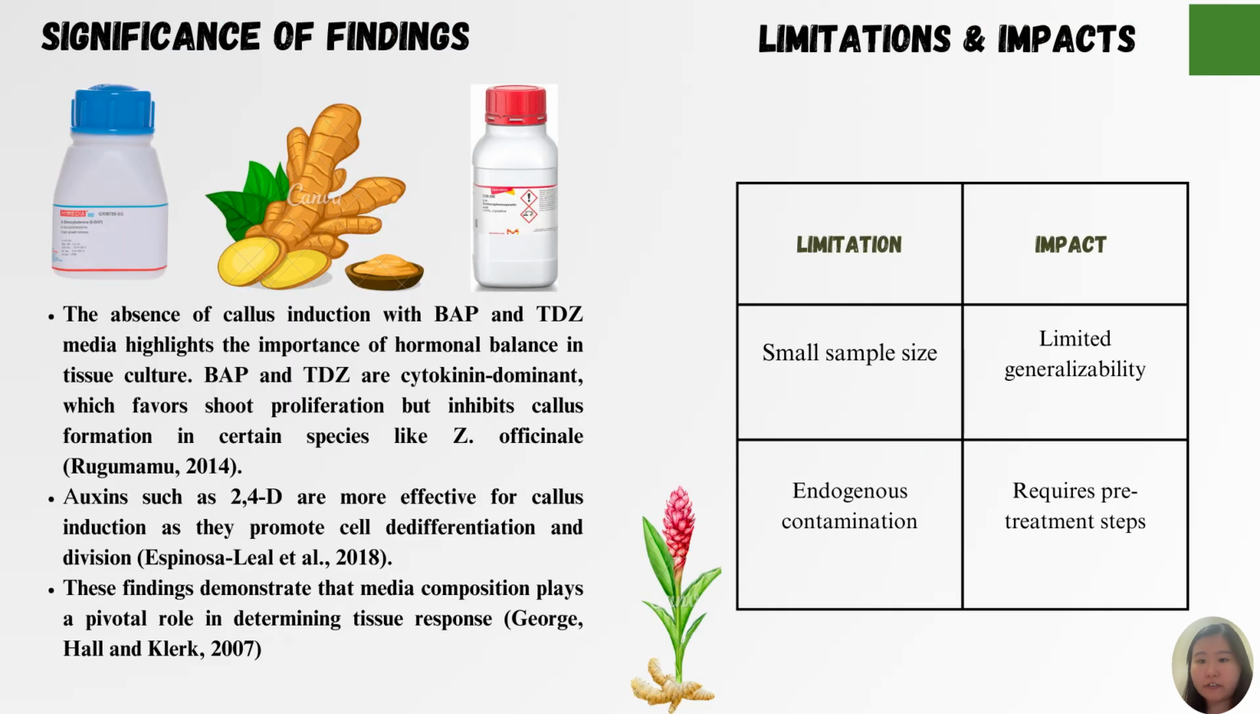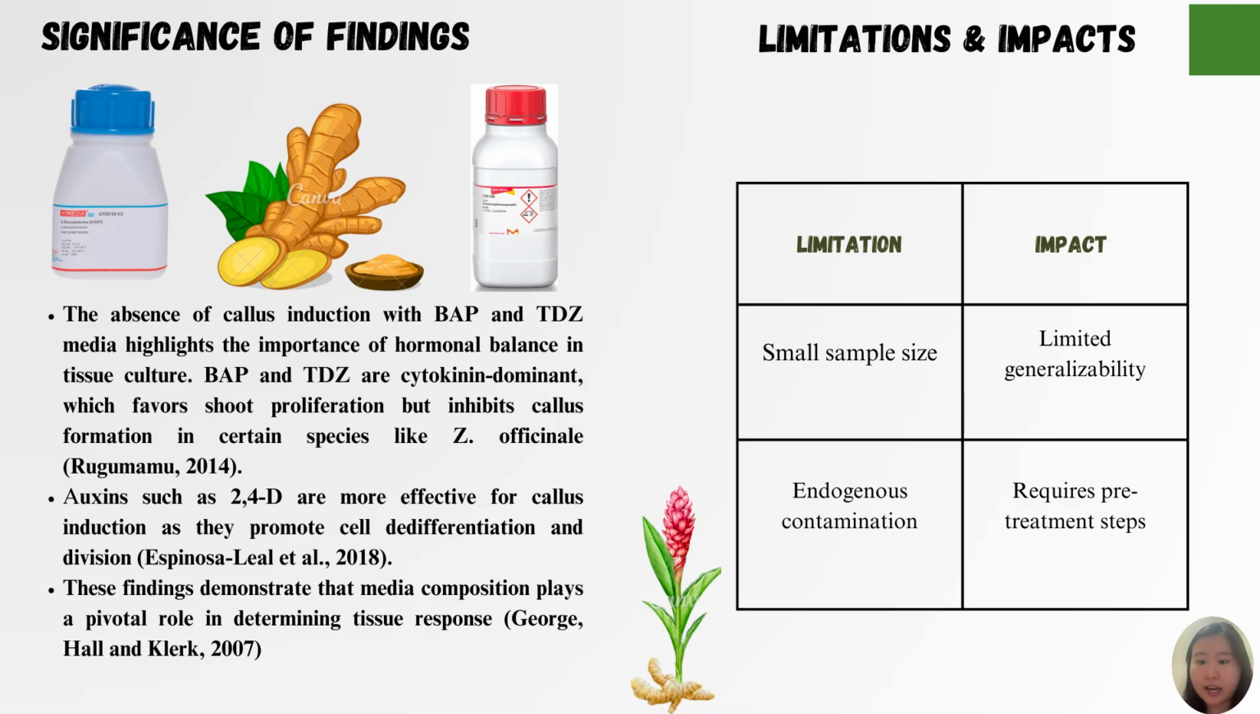Our findings also emphasize the hormonal balance required in tissue culture. Cytokinins like BAP and TDZ favor shoot proliferation but inhibit callus formation. In contrast, auxin-dominant media such as 2,4-D effectively induce callus by promoting de-differentiation. This demonstrates how media composition directly impacts the tissue response. These findings are crucial for refining plant tissue culture techniques.